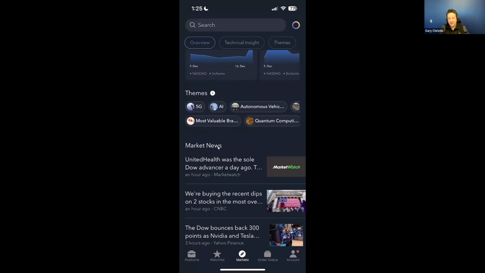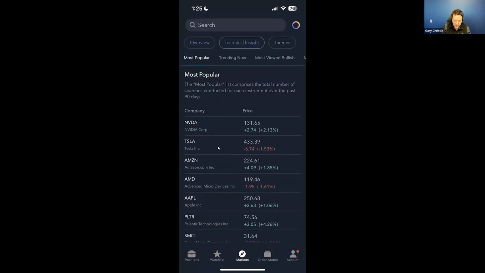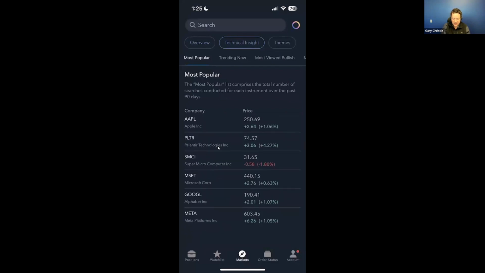That's because that will give you a further discussion on themes and how you can change the dynamics or change the symbols that appear there, or even add fundamental indicators, right? But if I go into, let's just take a look at technical insight. The most popular today is NVIDIA, and a nice list of a price change.